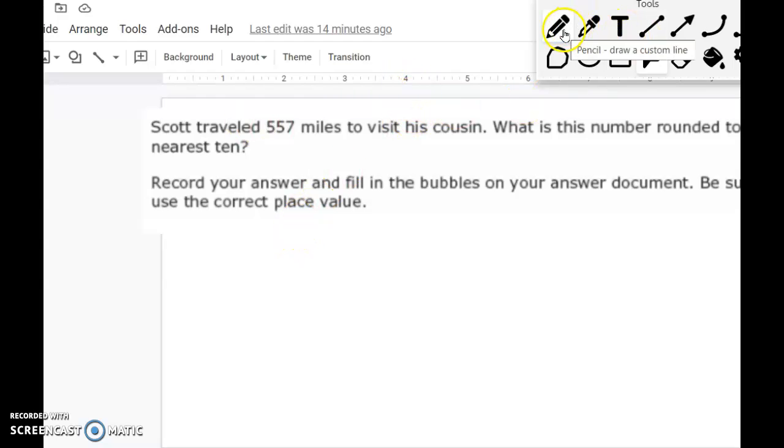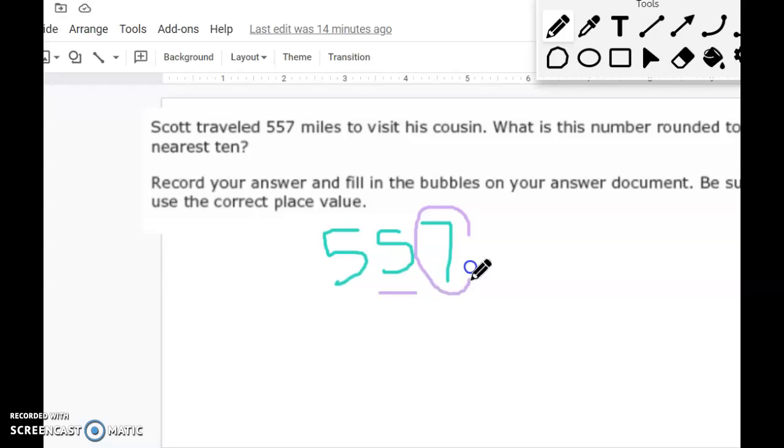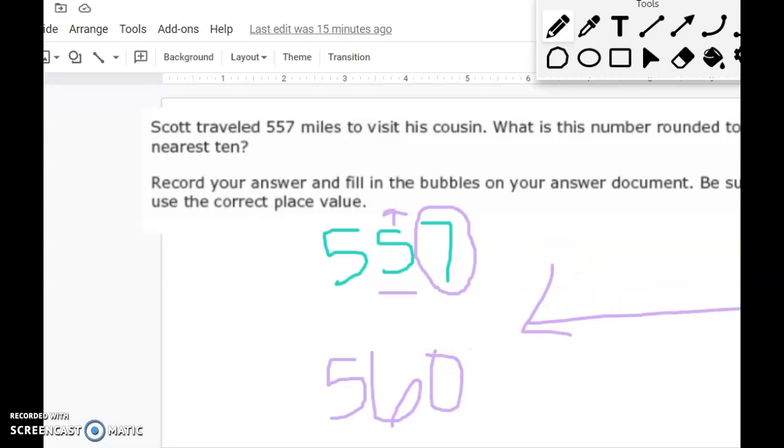All right, so let's go ahead and solve it. So we have 557 rounded to the nearest 10. So remember, we say underline the place value that we're rounding to and look to the right. 5 or more, raise the score. 4 or less, let it rest. So this 7 is going to raise the score. So this is going to round to 560.